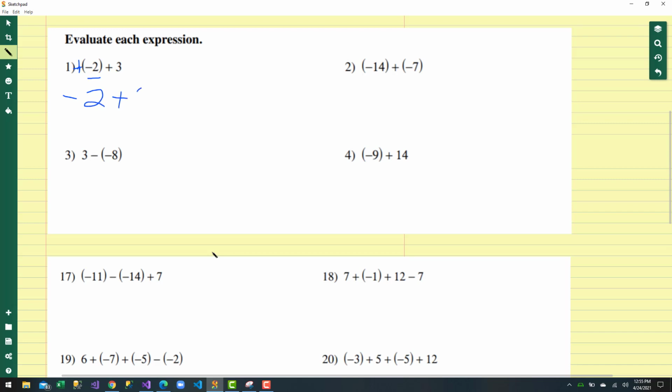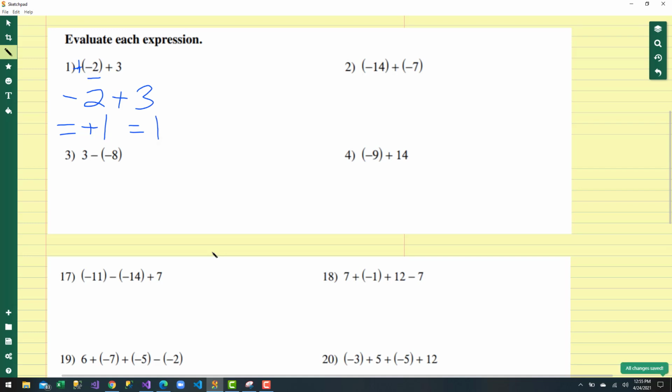plus 3. So negative 2 plus 3. Now, these are opposite signs, right? Negative and positive. So what we do is we subtract. 3 minus 2 is 1. Bigger minus the smaller. And keep the sign of the larger number. So positive 1 is the answer. Again, positive 1, you can always write it as just 1.